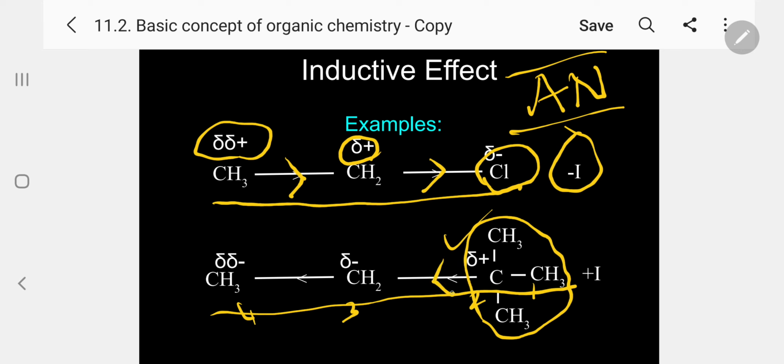So now the arrow moves in this direction. Kindly follow. So this is plus I. Please follow. So minus I, plus I. So now you know clearly: minus I means attracting groups, and plus I means releasing groups.